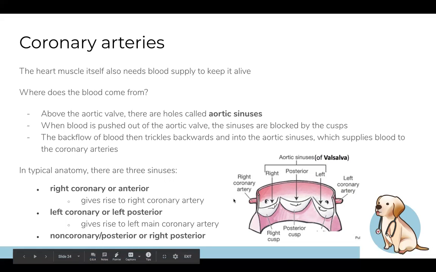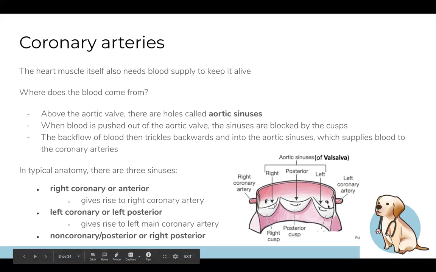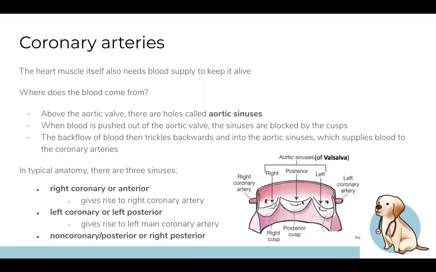So usually there are three sinuses: your right coronary, your left coronary, and your non-coronary. I don't know why it's called that, but it's anterior, left posterior, right posterior. And the reason is that is the posterior cusp. These two, because it's a triangle, it just kind of makes sense. You have one that's properly anterior, and then the others are both kind of posterior.